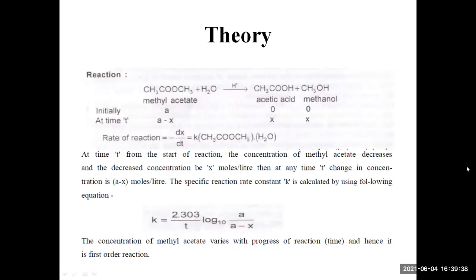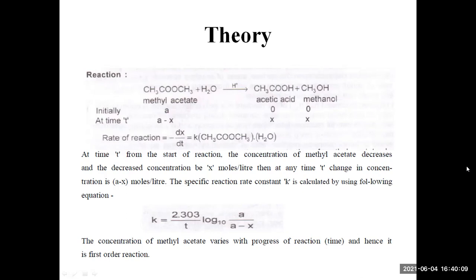In the reaction of methyl acetate and water, acetic acid and methanol get formed. In this reaction, at time t from the start of the reaction, the concentration of methyl acetate decreases, and the decrease in concentration is x mole per liter. Then at any time t, the concentration is A minus x mole per liter.